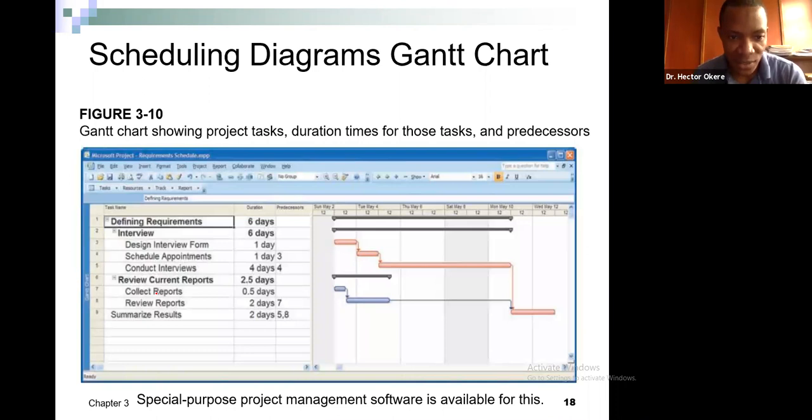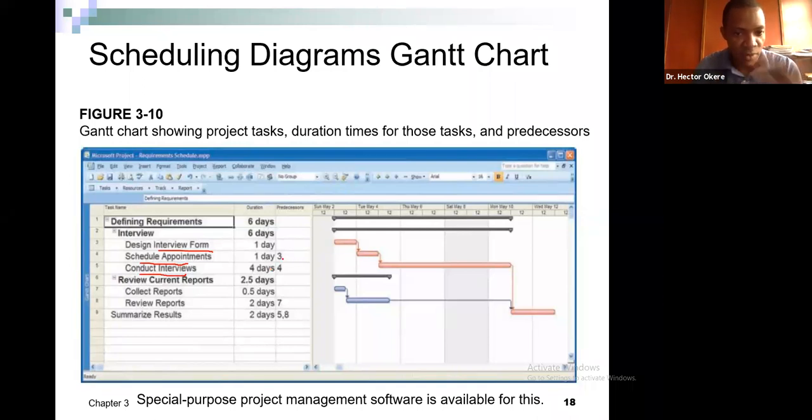So this is what a Gantt chart looks like. You can see, for example, interview. We need to do an interview. In the interview, you also need to break it down into smaller tasks. The first task is to prepare the interview form. The next task is to book an appointment with your respondents or participants. Then you actually conduct the interview. How long will it take you to prepare the form? 1 day. How long to make an appointment? 1 day. How long to conduct the interview? 4 days. So you see, everything, you need to detail it.